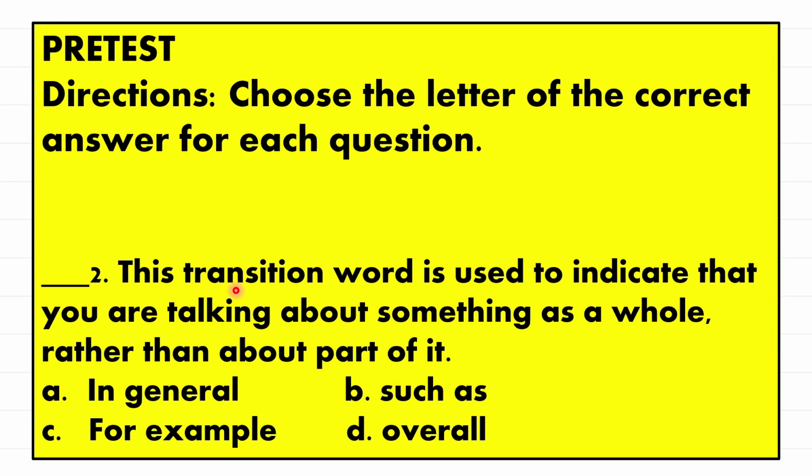This transition word is used to indicate that you are talking about something as a whole rather than about part of it. A. In general. B. Such as. C. For example. Or D. Overall. Let's proceed to number 3.